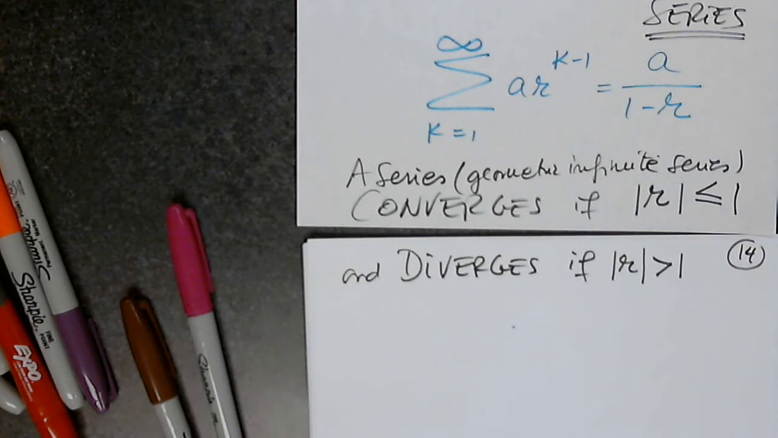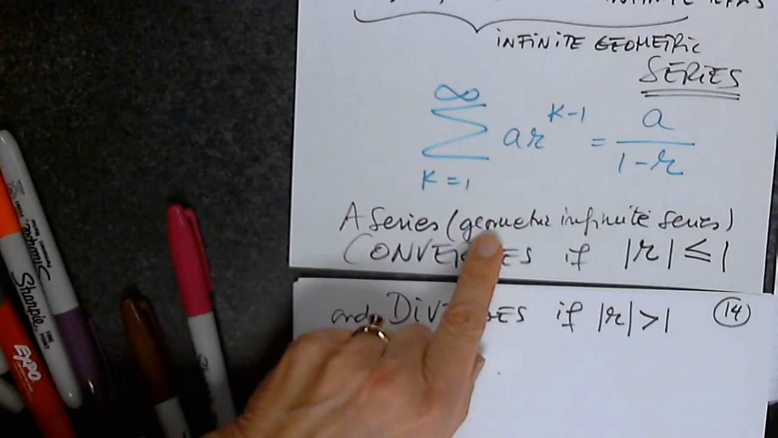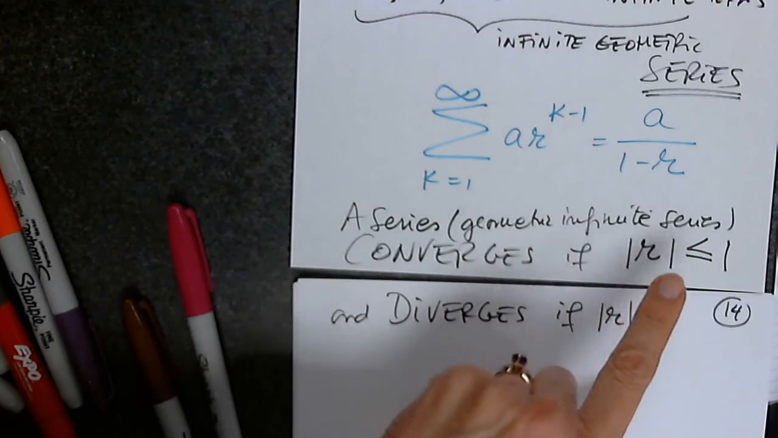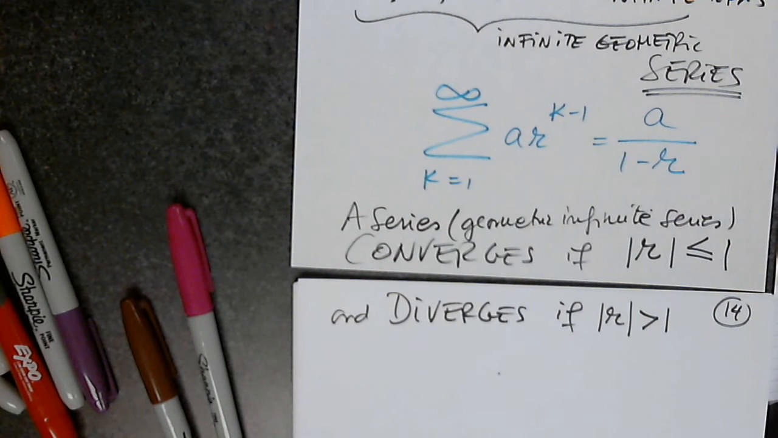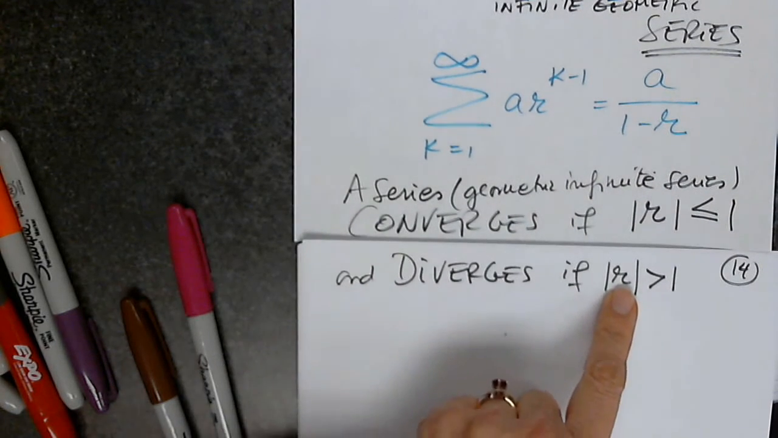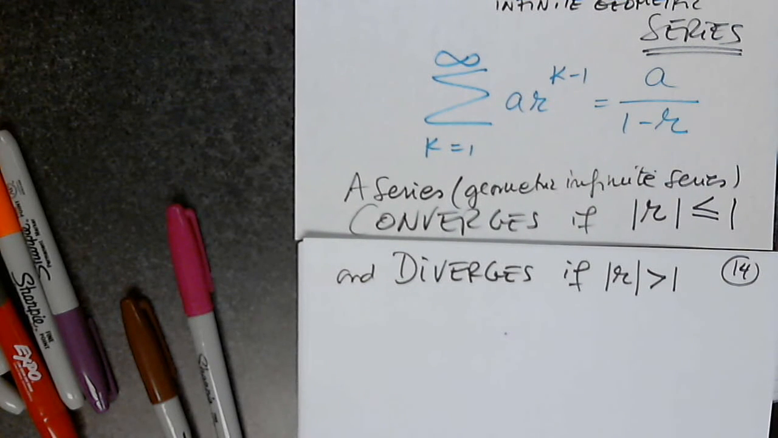If the sum is infinite, it's divergent. And this is always true as long as we are talking about geometric infinite series. If the ratio is a number between -1 and 1, then the series will be convergent. If the common ratio is a number like 1.2 and above, greater than 1, then the geometric infinite series is divergent.